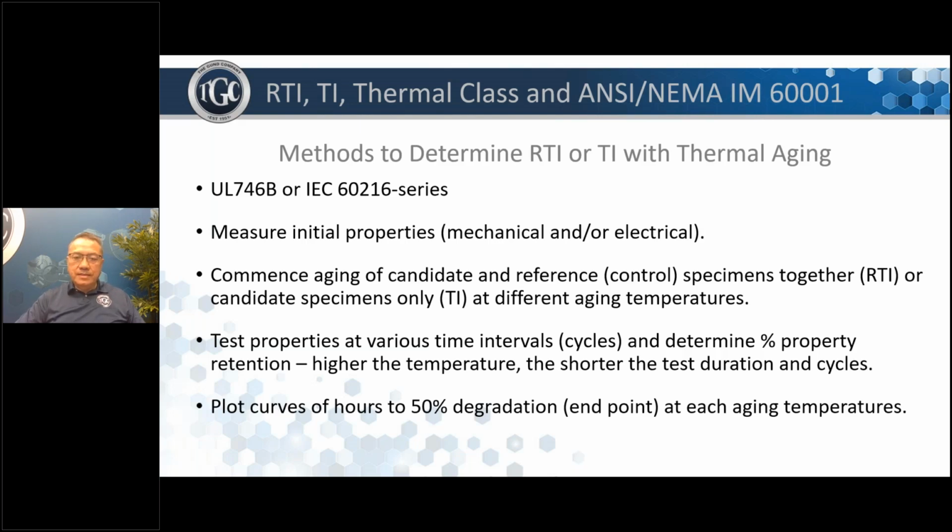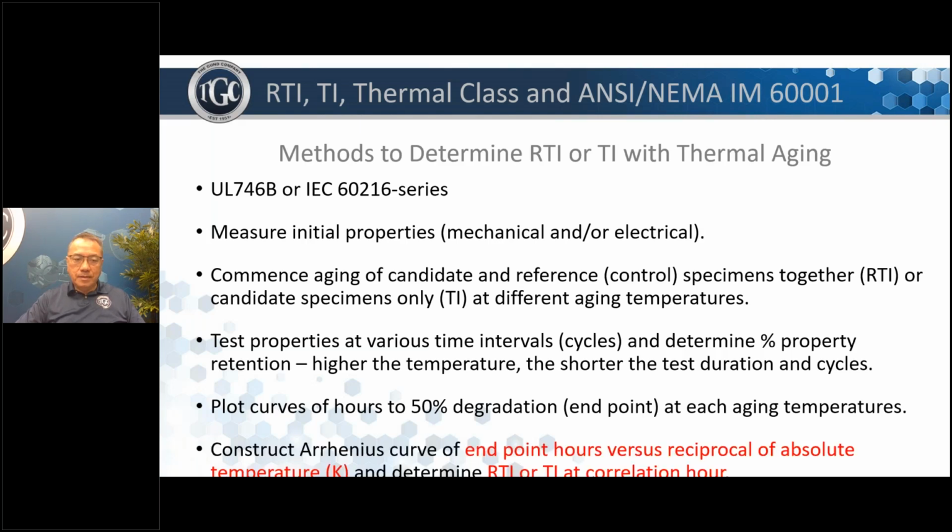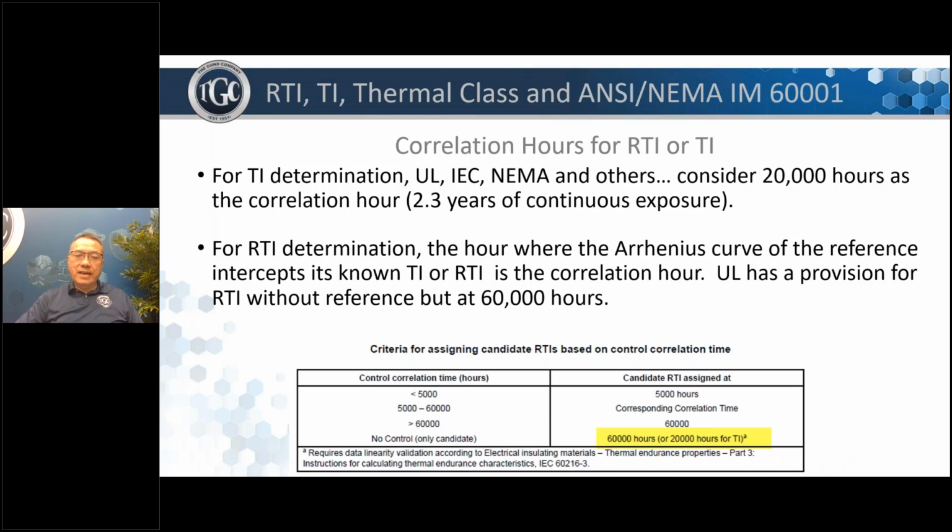What we do is that at each temperature, we plot the curve of the hours to 50% degradation, or endpoint. Say, for example, we test at 4 temperatures. Each temperature gives us the hours to the endpoint. Then we plot those hours against temperature, and then determine the correlation hour. And what is correlation hour? So universally, pretty much UL, IEC, NEMA consider 20,000 hours as the correlation hours.